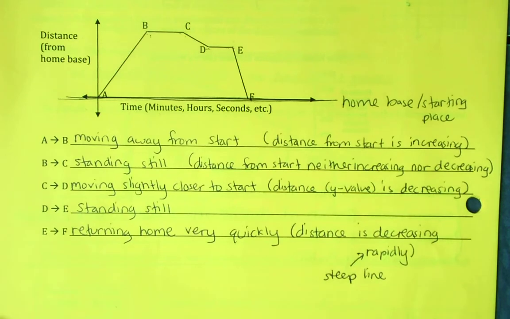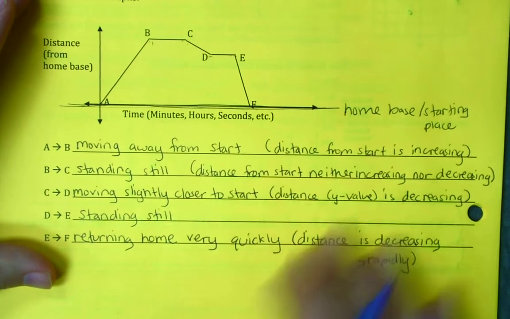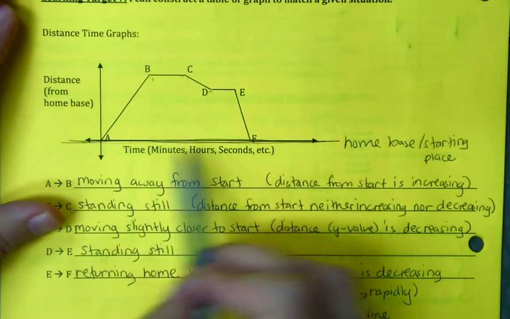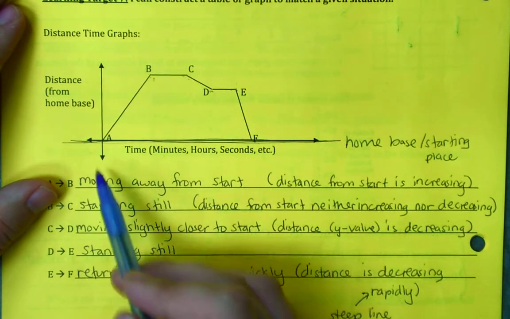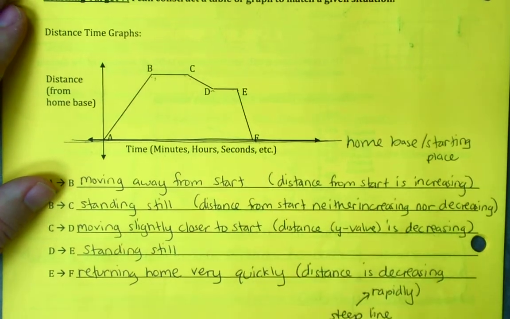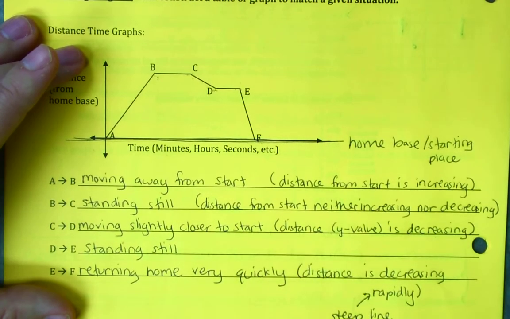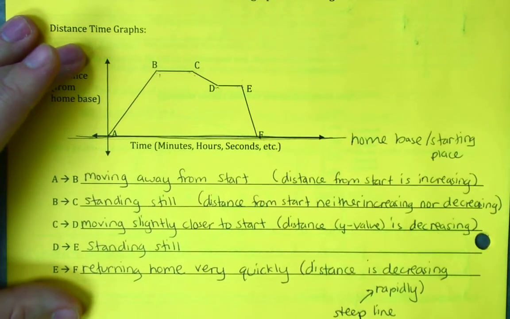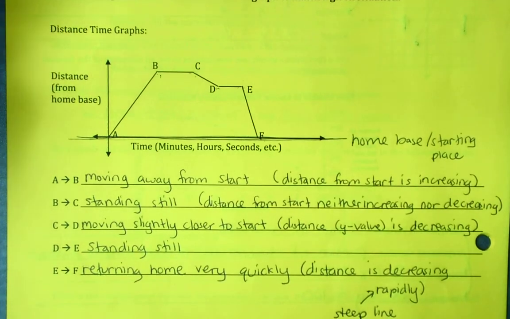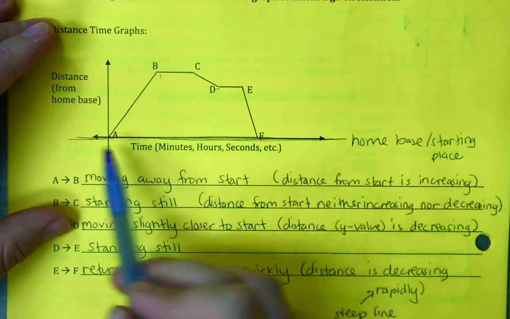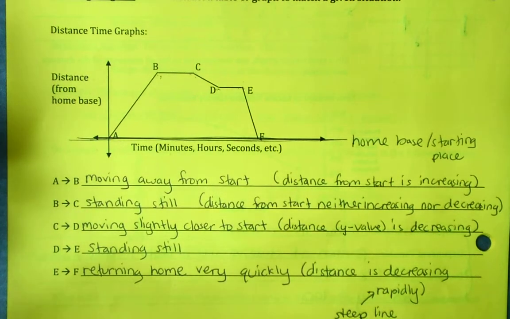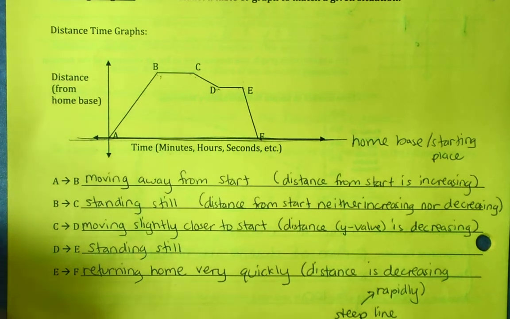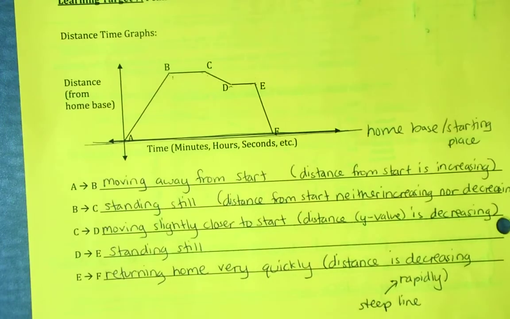And that is a way to read or to create a situation that models a graph. Or if you're given a situation, you could construct a graph to model that. This works for distance time graphs. It also works for any other situation when you have an independent variable and a dependent variable. You can construct a table or a graph to represent that situation. And that is all for Learning Target 7.